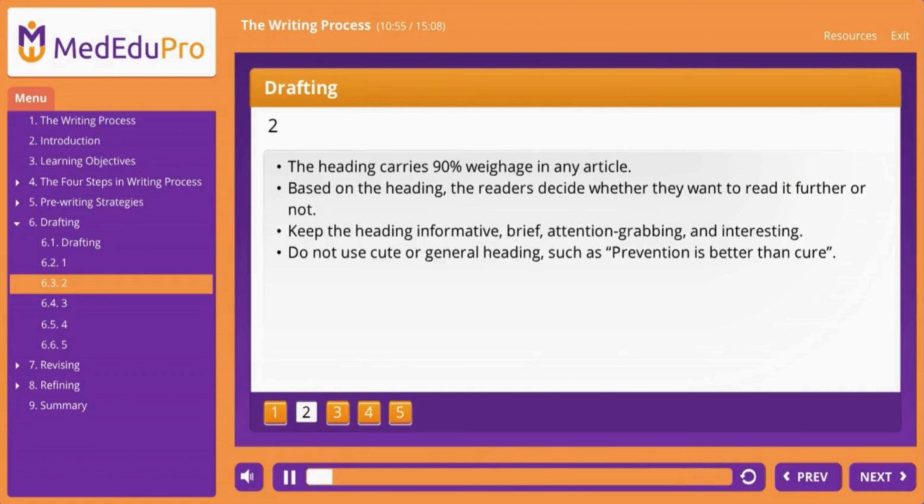Topic, heading. The heading carries 90% weightage in any article. Based on the heading, the readers decide whether they want to read it further or not. Keep the heading informative, brief, attention-grabbing, and engaging. Do not use a cute or general heading, such as prevention is better than cure.